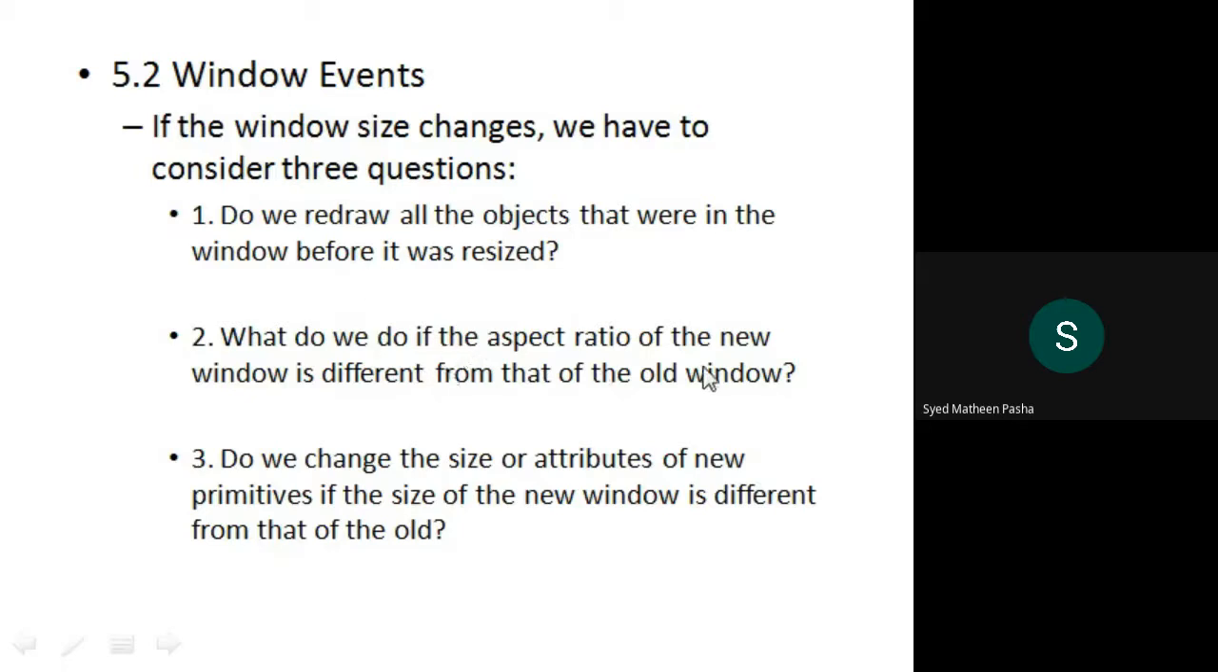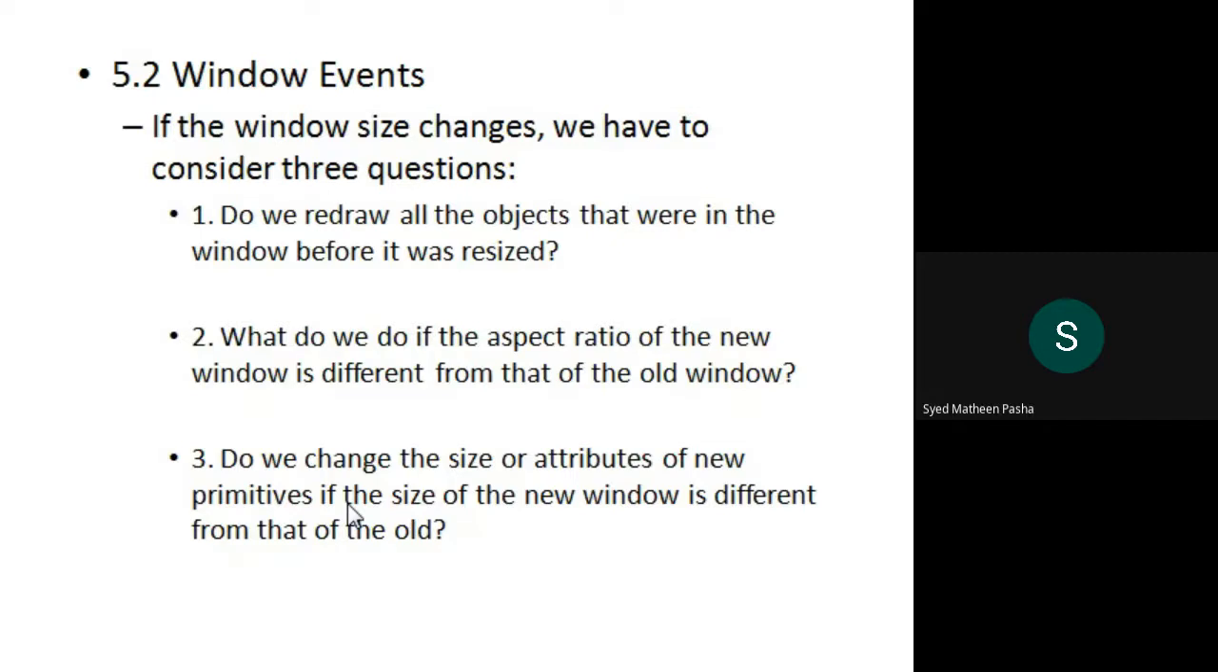What do we do if the ratio of the new window is different from that of the old window? So what is the solution after changing the window size? Change the size or attributes of the new primitives if the size of the new window is different from the old window. If the ratio of the new window is different, that is, the size is different, you need to check whether the primitives are similar, or whether the primitives have changed with respect to that window which you are displaying.